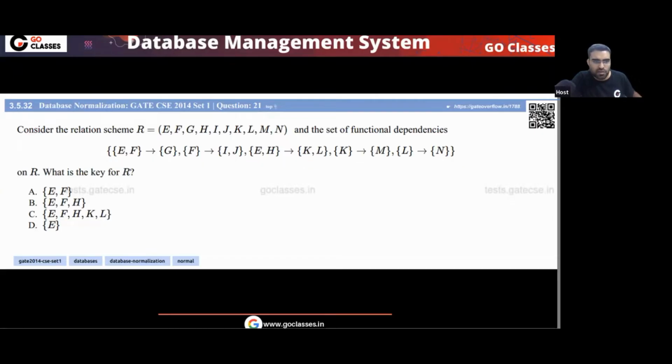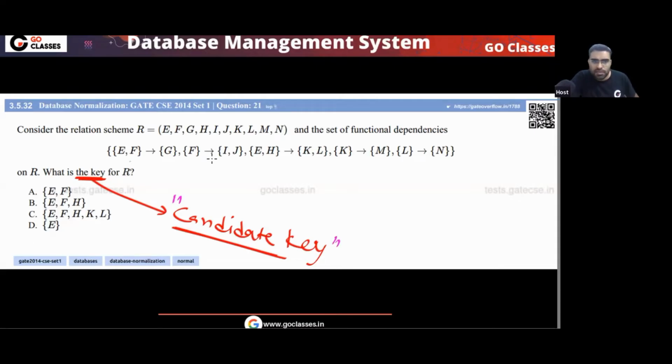The question is asking, what is a key? Key means candidate key. Remember I told you, most of the authors like Ullman, NPTEL, assume that by default this word key means candidate key. So remember the question is asking for candidate key.